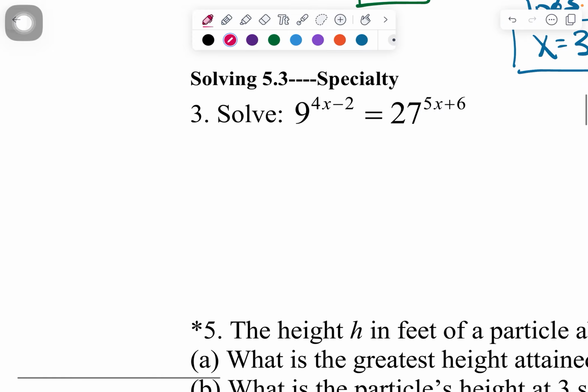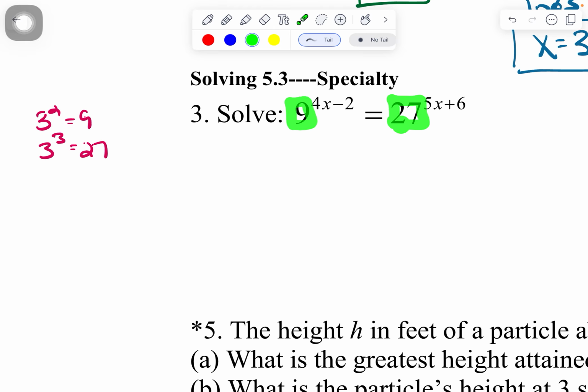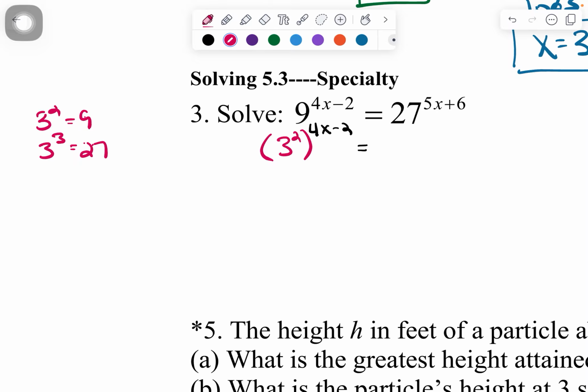As a gentle reminder, 3 squared would be 9, and 3 to the third is 27. So I can replace both of these. 9 is going to get replaced with 3 squared, keeping the original exponent of 4 to the x minus 2. And 27 is going to get replaced with 3 to the third, again keeping the original exponent, 5 to the x plus 6.